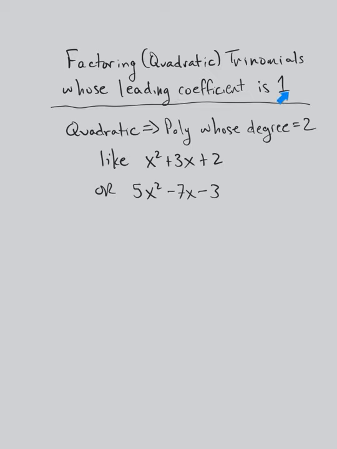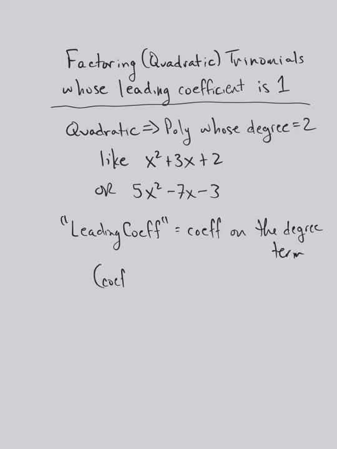Now we've got to get at what we mean by this phrase too, that the leading coefficient is 1. Okay, and so this idea of the leading coefficient, in general, it's the coefficient on the degree term. Okay, like that. And so the degree term is the highest power. So another way to think about it is it's the coefficient with the highest power, or the highest exponent to be a little bit more correct.